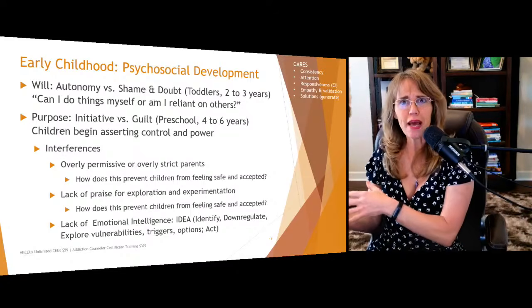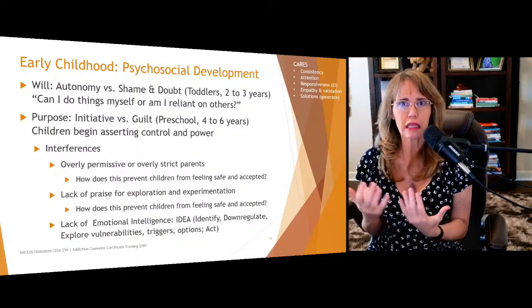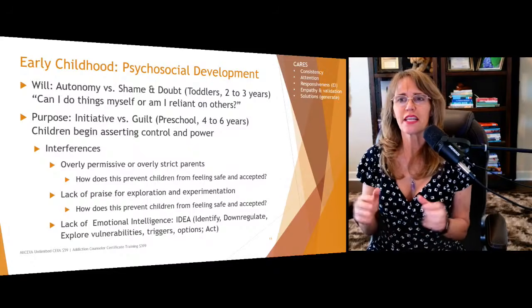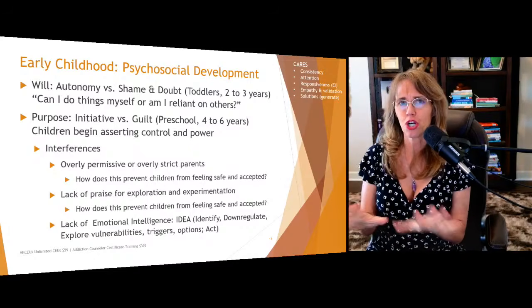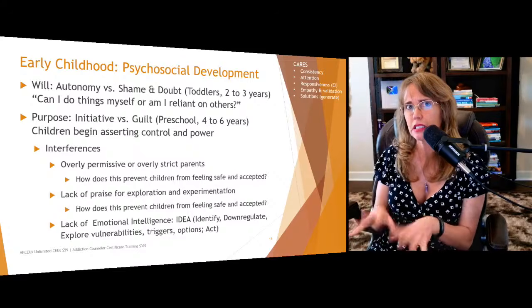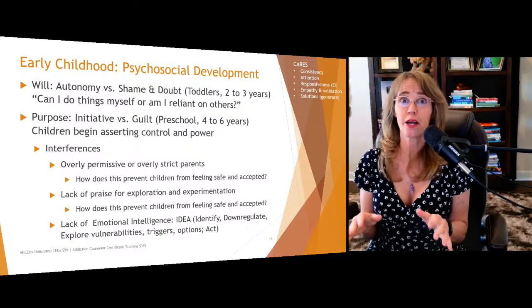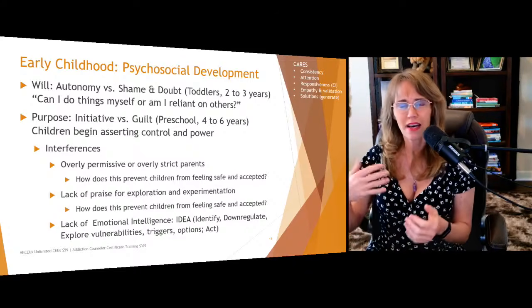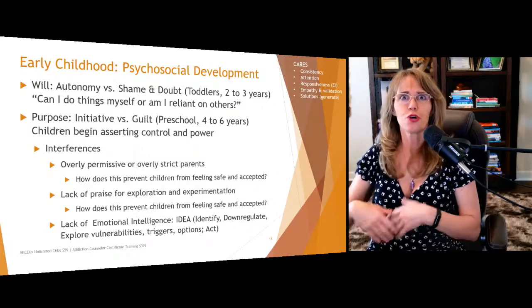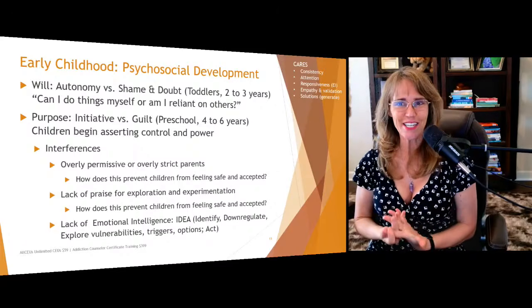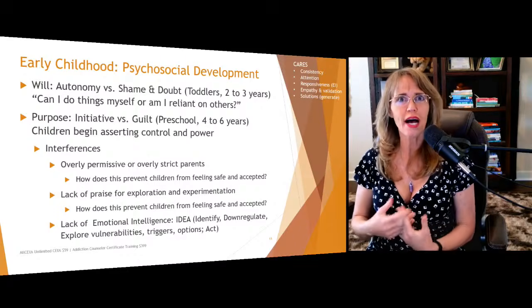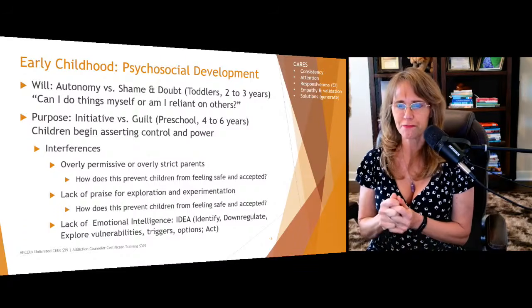Overly strict parents, the child's afraid to do anything. So they just sit there and go, okay, well, I'm not going to try to do anything because I always get punished. I'm just going to sit here and wait to be told what to do. That develops adults who don't have any initiative, who are afraid to try, who have low frustration tolerance.